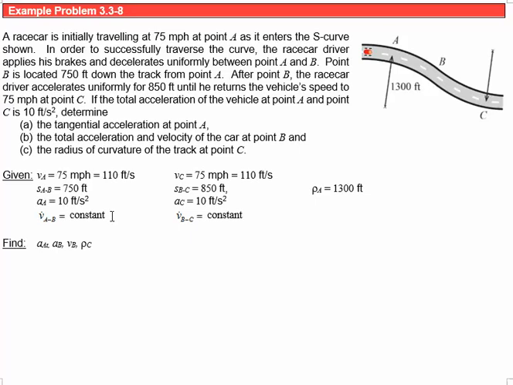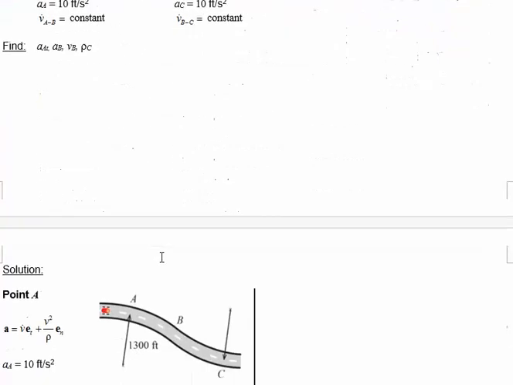Then it tells us that the car accelerates uniformly, so the tangential acceleration between A and B is constant, and also the tangential acceleration between B and C is constant. And then it wants us to find the tangential acceleration at point A, the total acceleration of point B, the velocity of point B, and the radius of curvature of point C. All right, so let's start solving the problem.